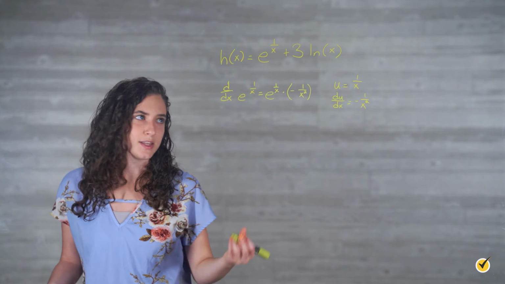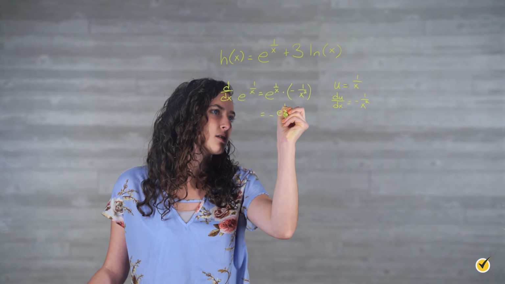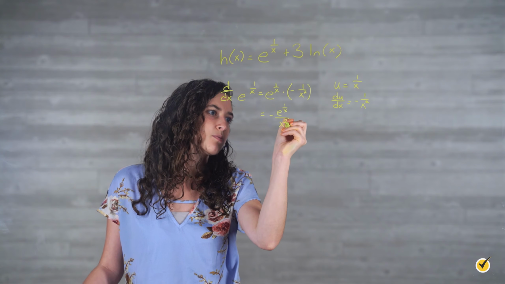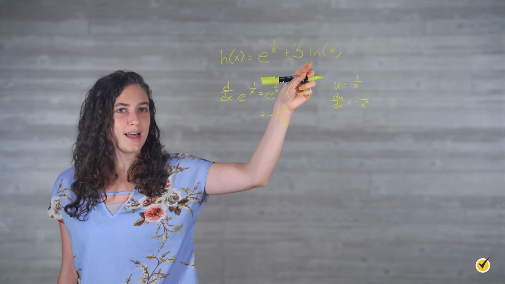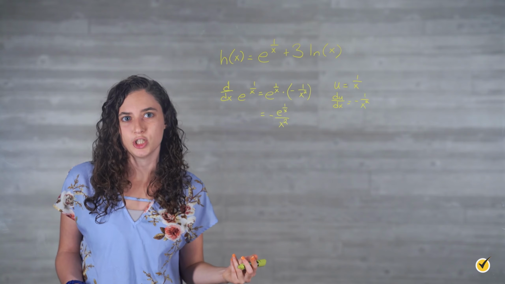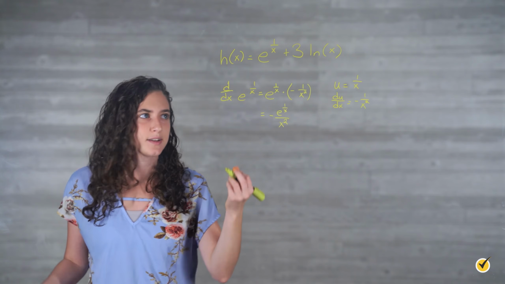We can further simplify this to be equal to negative e to the 1 over x squared. The second term, 3 ln of x, is easier to differentiate. Use the product rule to see that its derivative is simply 3 over x.